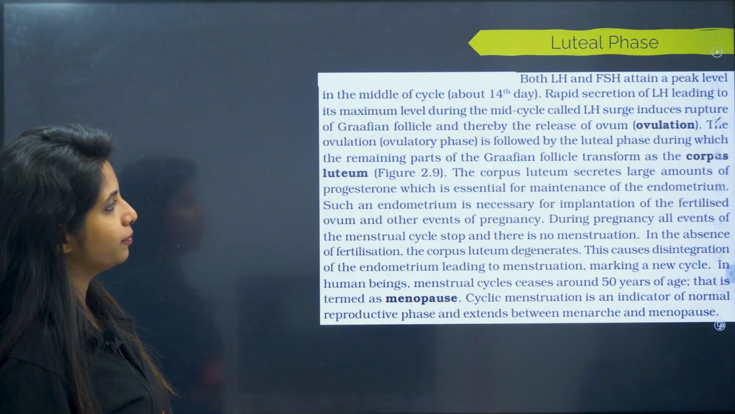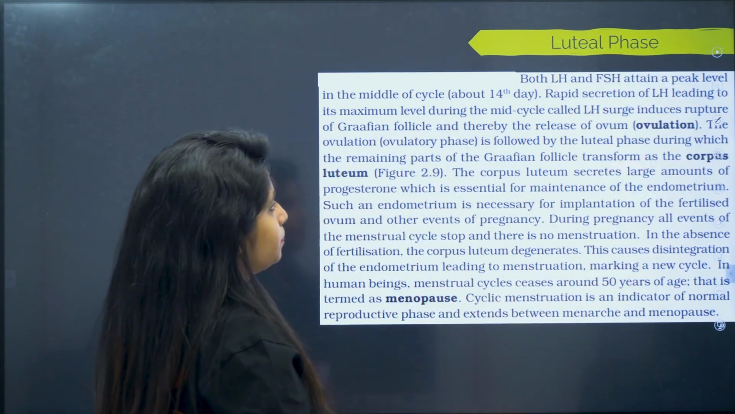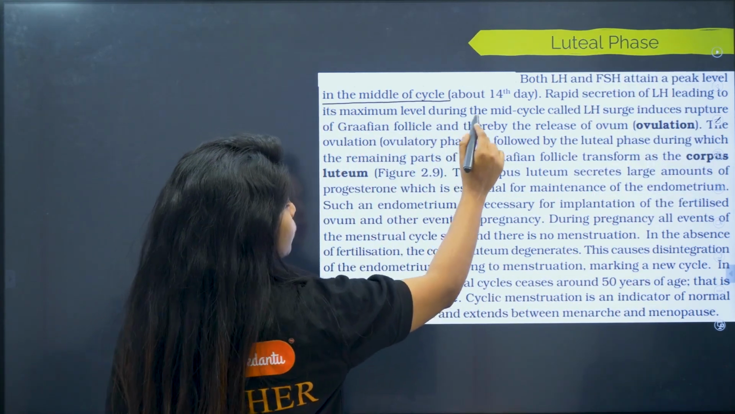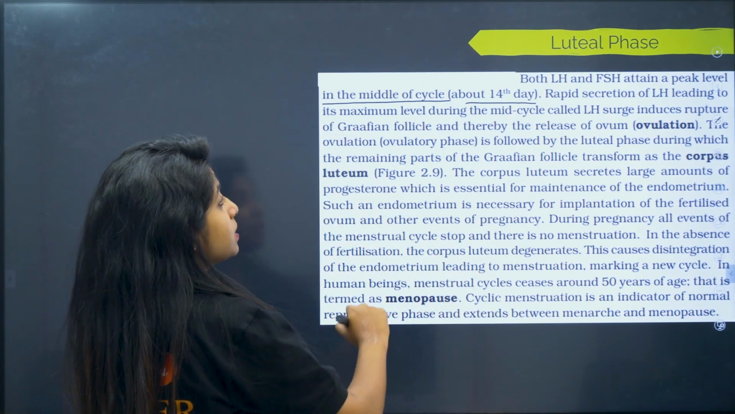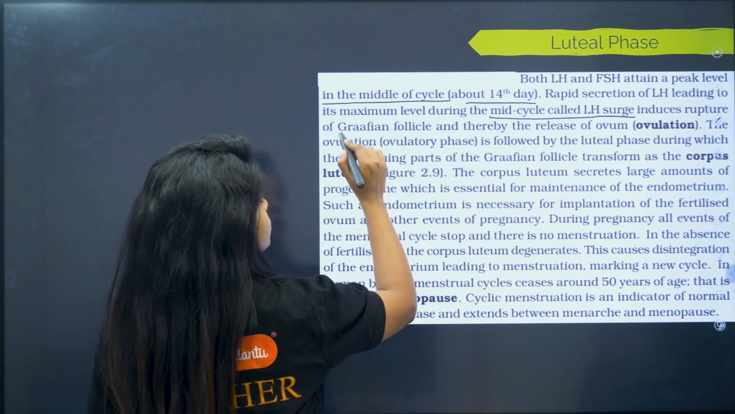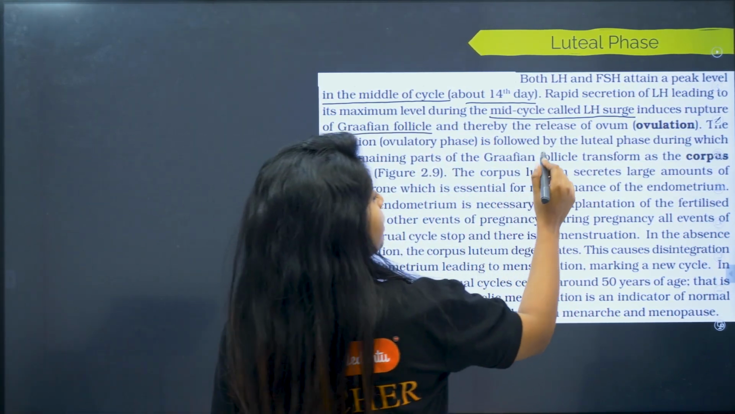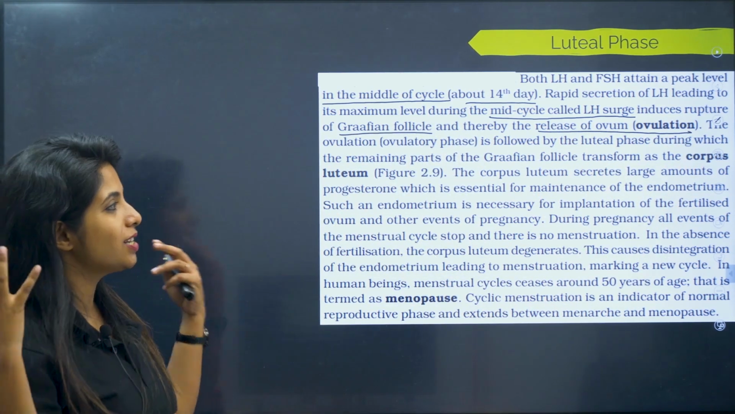Okay, now let's read the luteal phase. So both LH and FSH attain a peak level in the middle of the cycle, about the 14th day. Rapid secretion of LH leading to its maximum level during the mid-cycle, called LH surge, induces rupture of Graafian follicle. It ruptures, and thereby it releases the ovum, which is known as ovulation. This process is known as ovulation.